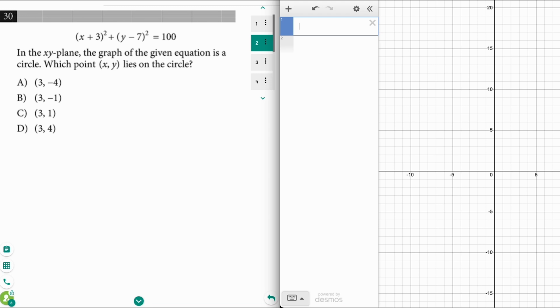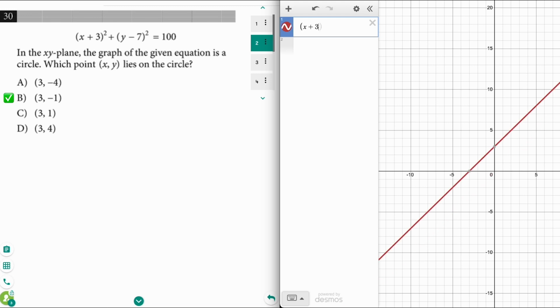Which point xy lies on the circle? Well, let's just plug in the answers and see which one works. A, 6 squared plus 11 squared is not 100, so A's out. B, 6 squared plus 8 squared is 100, so it's B.